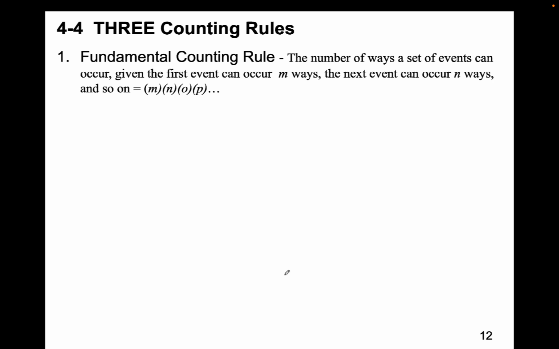All right, that brings us to section 4.4. In section 4.4, we're going to talk about 3 different counting rules. So title, 3 counting rules. First one, it's called the fundamental counting rule. It's the number of ways a set of events can occur when the first event can occur m many ways, then the second event can occur n many ways, the third event can occur o many ways, the fourth event can occur p many ways, and so on. See this here? So it would just be m times n times o times p.